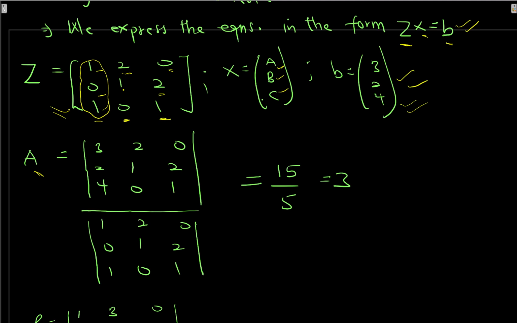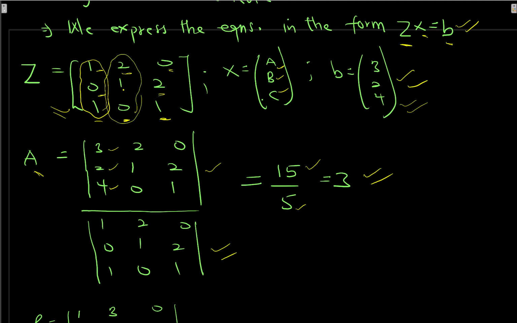That's the elements of B. So you replace all the coefficients of A by what? The right hand side. Then we maintain the second and the last two columns, and we divide by the determinant of the coefficient matrix. So now the determinant of the numerator is 15, the determinant of the denominator is 5, and we obtain 3.